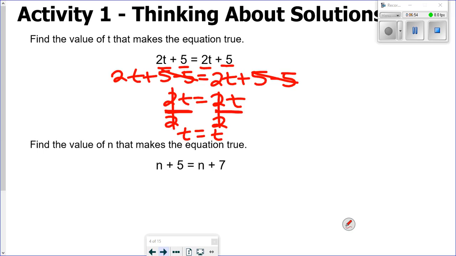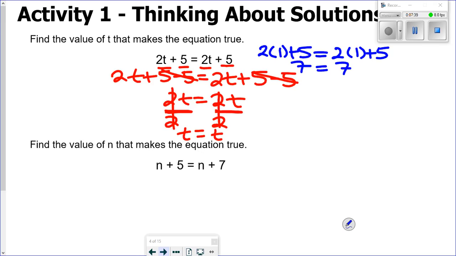So when this occurs, this means that I can pick any number I want in this problem, and it should always make the equation true. If you're not sure about that, start testing some numbers. For example, if I wanted to substitute 1 in for t, let's see what happens. 2 times 1 plus 5, will that equal 2 times 1 plus 5? When I do the math on the left, 2 times 1 is 2. 2 plus 5 gives me 7. When I do the math on the right again, 2 times 1 is 2 plus 5 again gives me 7. So we can see that 1 works as a value of t.